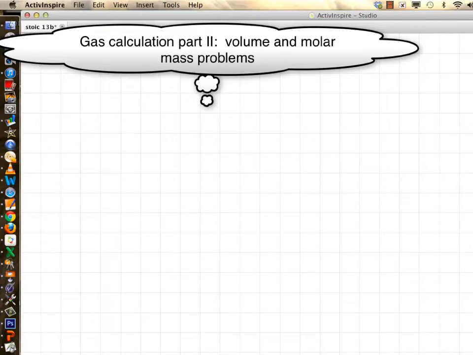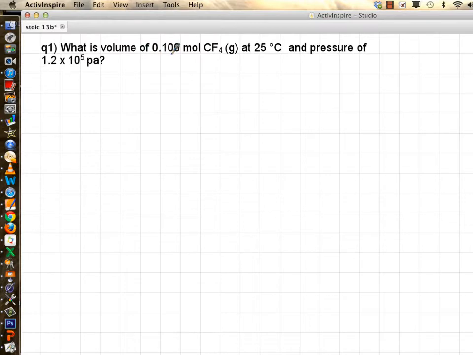In this tutorial, I want to solve two more gas-related problems. The first question is, what is the volume of 0.1 mole of carbon tetrafluoride at 25 degrees Celsius? Now realize this is not STP, this is rather room temperature and pressure. So you cannot use your shortcut of 1 mole being equal to 22.4 decimeter cube.